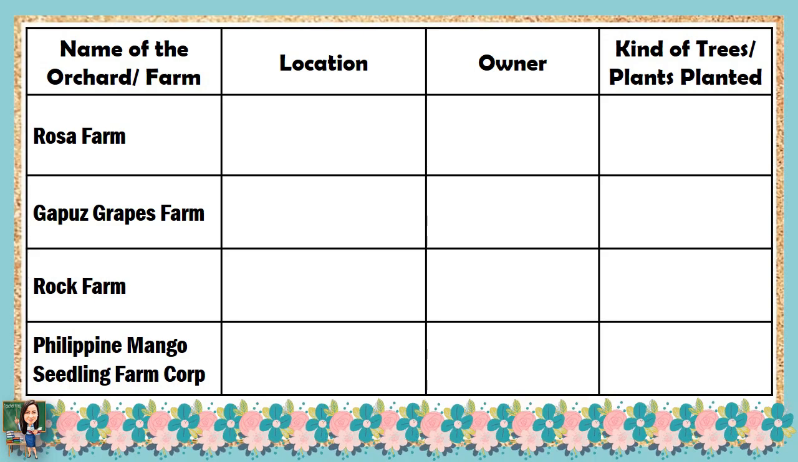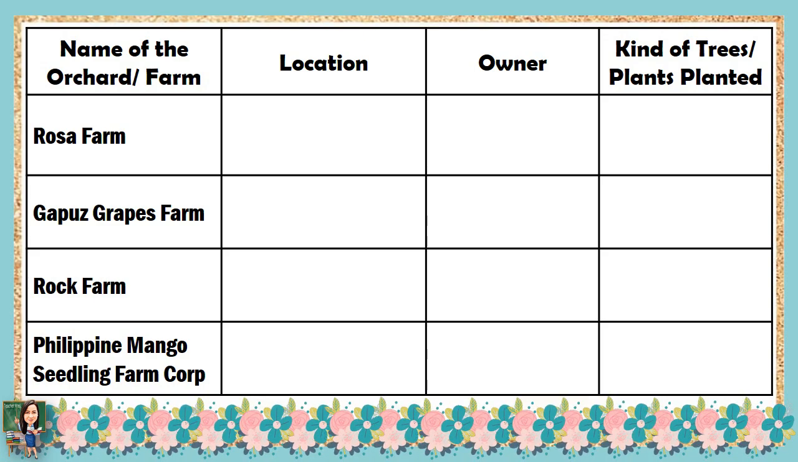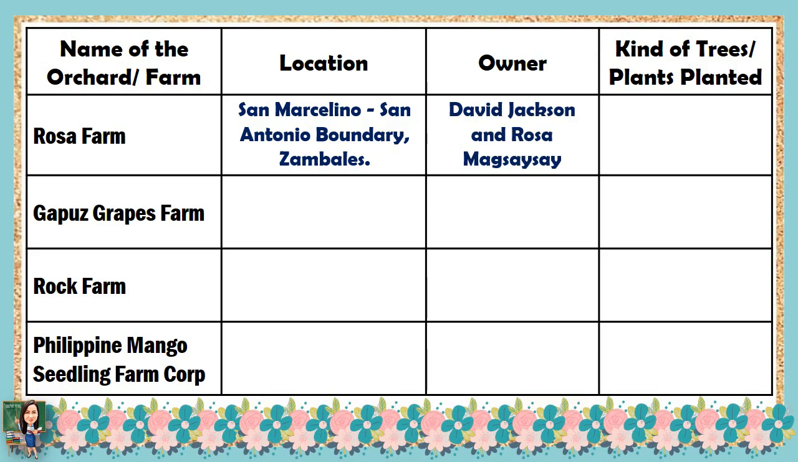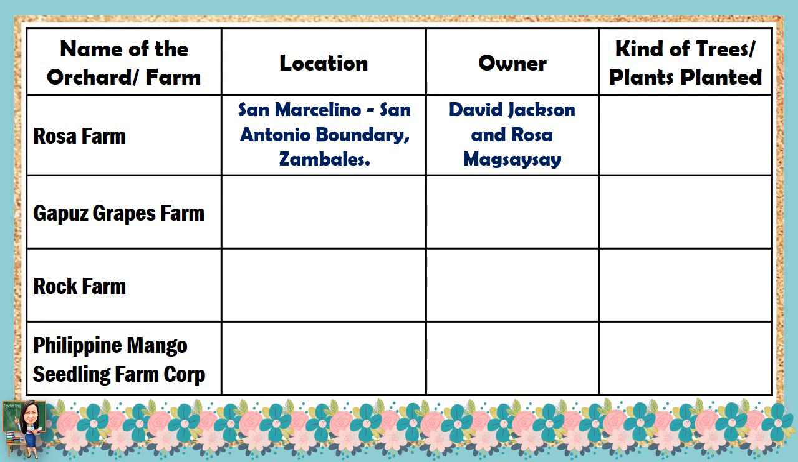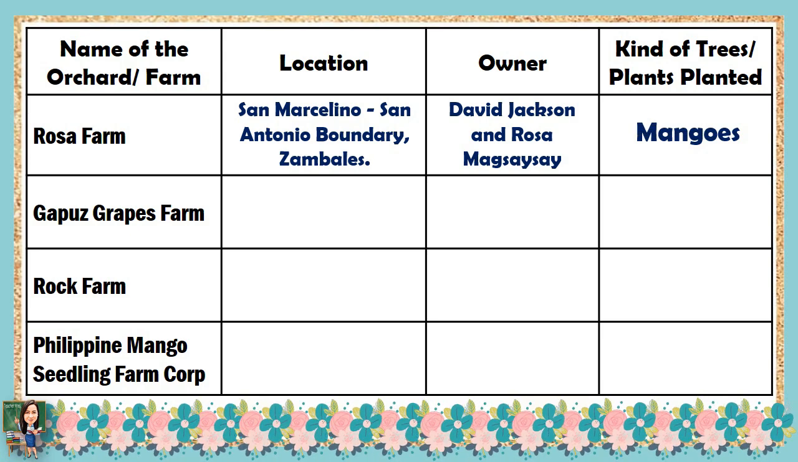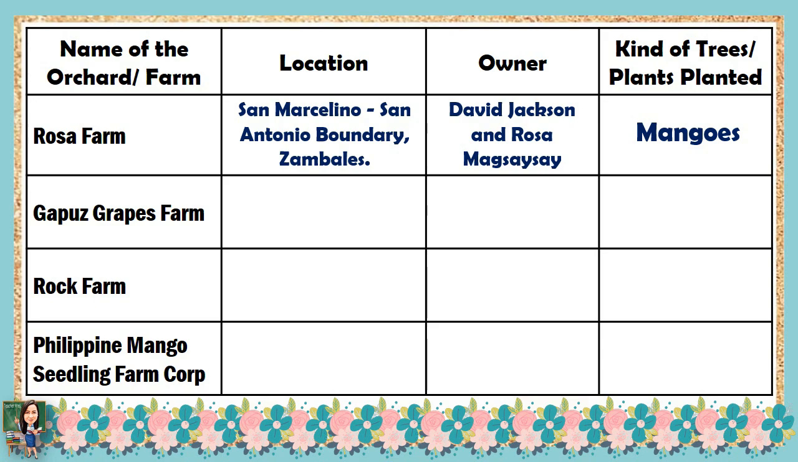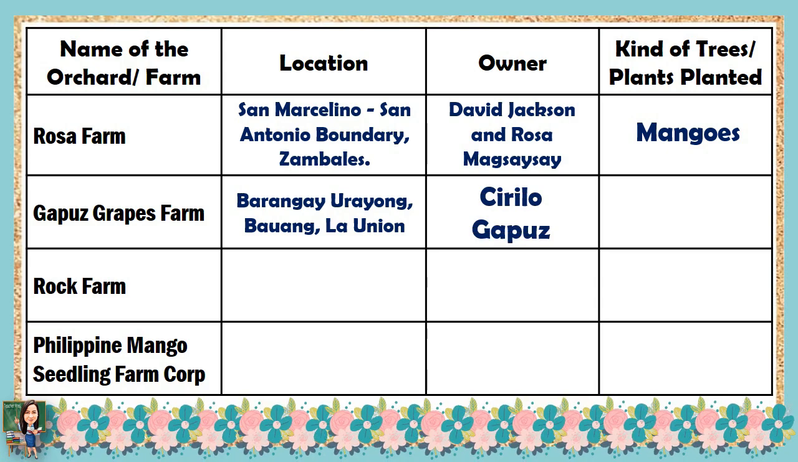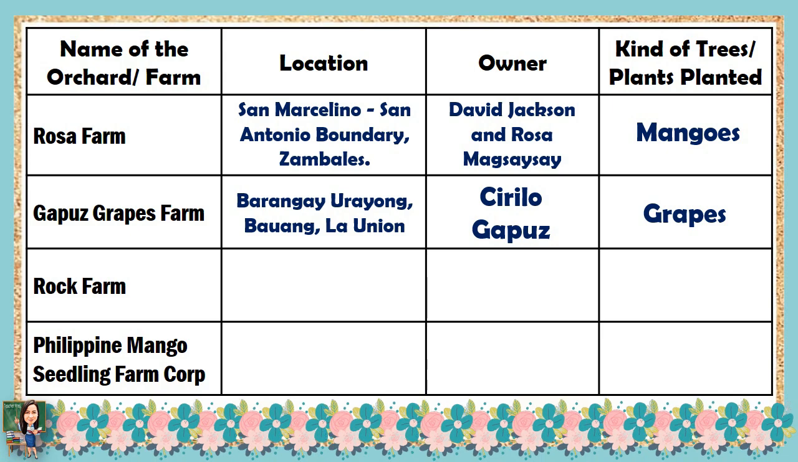The first name is Rosa Farm. Their location is San Marcelino, San Antonio boundary, Zambales. The owner are David Jackson and Rosa Magsaysay. Kind of trees and plants planted are mangoes. The second name of the farm is Gapus Grapes Farm. Location, Barangay Urayong, Bawang, La Union. Owner, Cirilo Gapus. Kind of trees and plants planted are grapes.